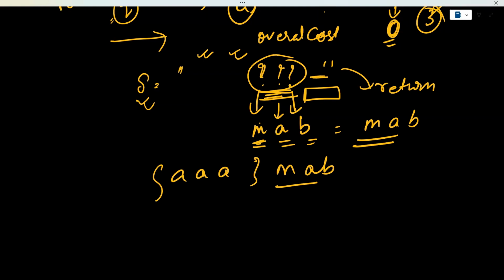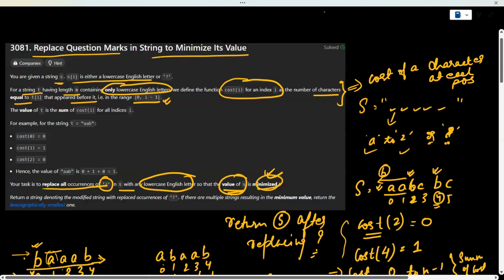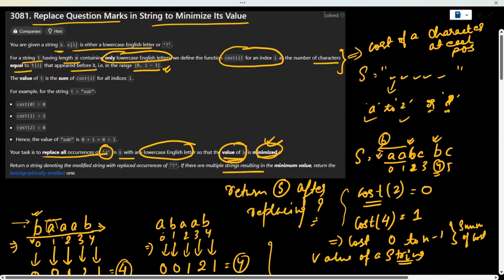Since in the question, if you see, they have mentioned that if there are multiple strings resulting in the minimum value, we have to return the lexicographically smallest one.